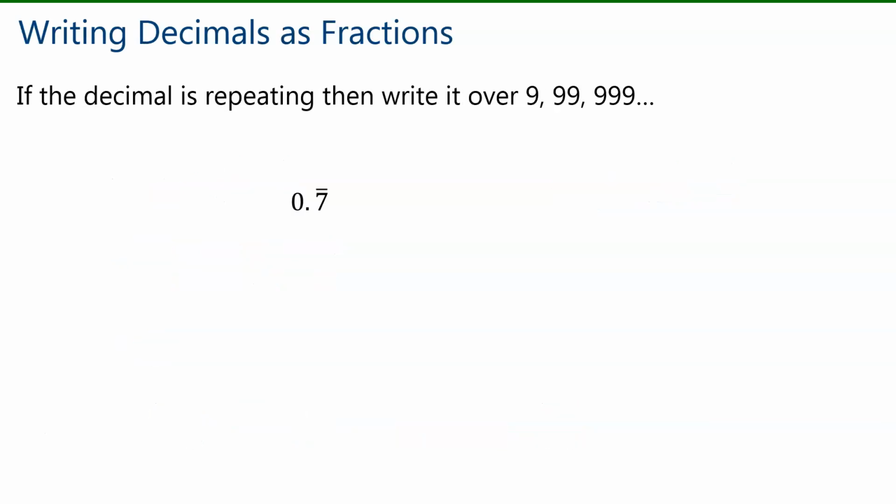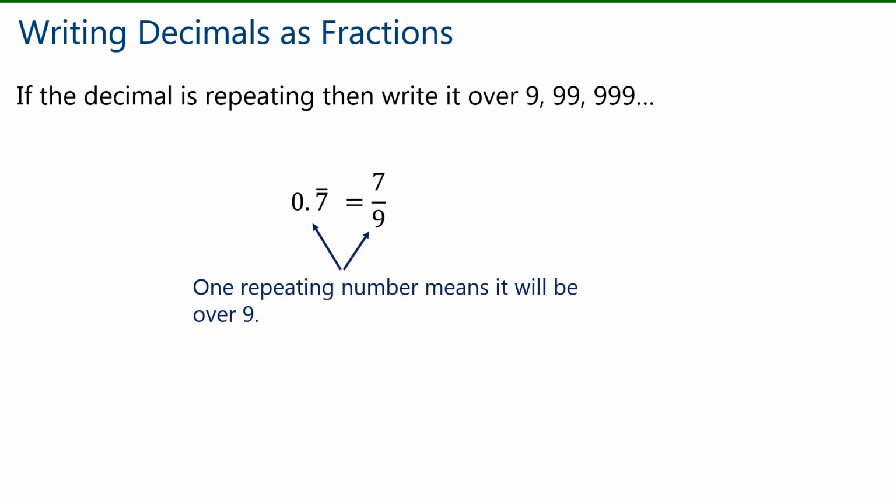Now all the decimals we just looked at were terminating. So what if it's repeating? Well, we can write it over either 9, 99, 999, depending on how many digits are repeating. So for 0.7 repeating, that is written as 7 over 9. One repeating number means it'll just be over 9, and 2 repeating numbers means it'll be over 99, and so on, as we looked at previously.